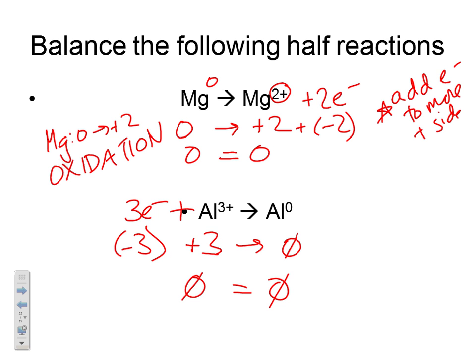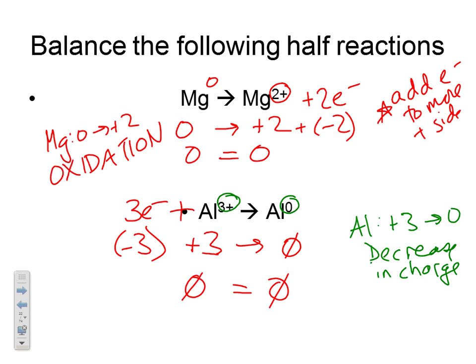And then is this oxidation or is this reduction? In order to determine that, again, look at the charge. The aluminum's charge is going from +3 to 0. That is a decrease in charge. That is literally, by definition, reduction, because that's what reduction means. I mean, it's the gain of electrons, but when that happens, the charge gets reduced.